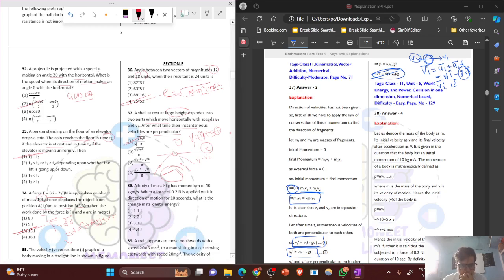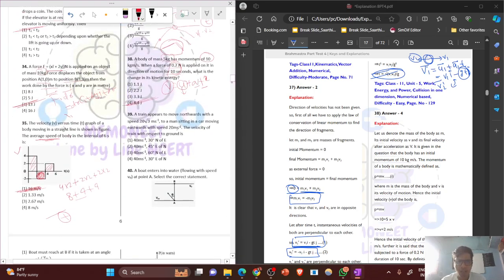A body of mass 5 kg has momentum this when a force is applied in the same direction for 10 seconds. What is the change in kinetic energy? Okay, it's a simple question. Momentum is given, mass is given, velocity you can easily calculate, and you know the initial kinetic energy. You know the force, you can calculate the acceleration, then use v equals u plus at. You know acceleration, you know time, you know initial velocity by using momentum. Then you can calculate the final velocity and hence the kinetic energy. So the correct answer will be option number 4. You can see the calculation.